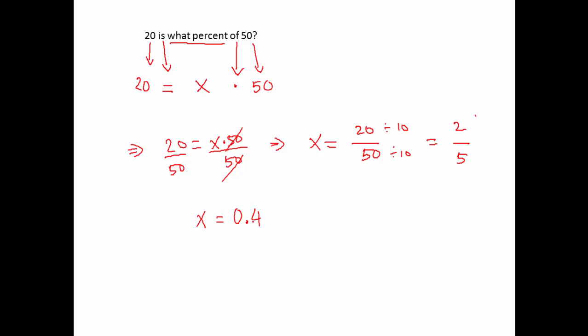And then if you want to convert 0.4 to percent, because they are looking for the percent, you move the decimal to the right by 2, right? And you put the decimal here. That means 40.0 or just 40%. Okay?